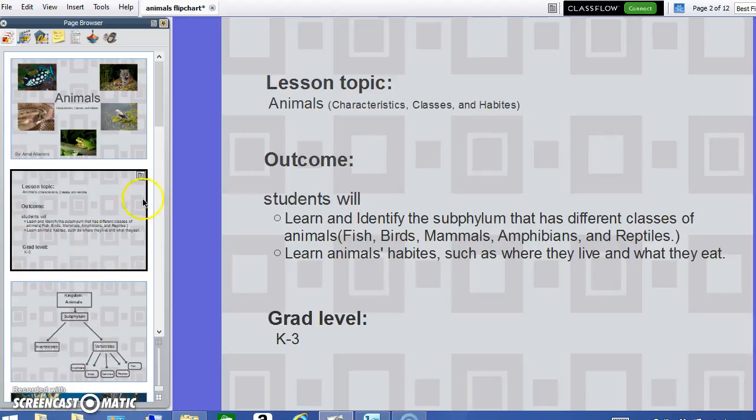First, I wrote about the lesson topic, which is animals, characteristics, classes, and habits. Then I wrote about the outcome. Students will learn and identify the subphylum that has different classes of animals: fish, birds, mammals, amphibians, and reptiles. They will learn animals' habits, such as where they live and what they eat. The grade level is K3.